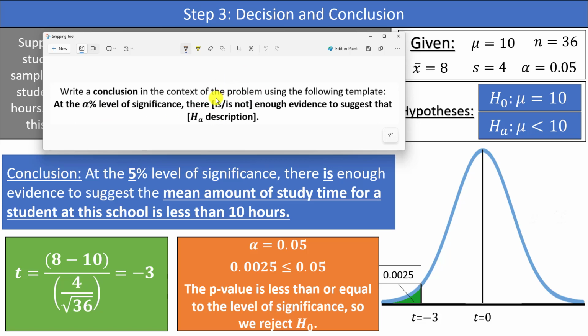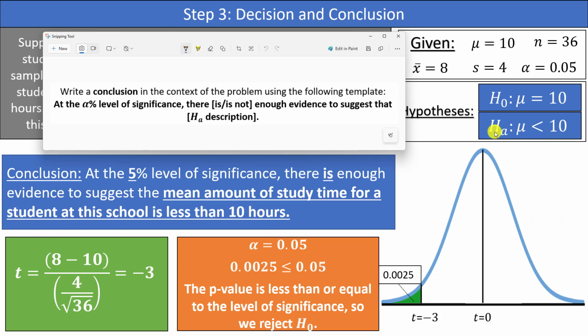You should use the word "is" when you reject the null hypothesis and "is not" when you fail to reject the null hypothesis. In this case, we're going to use "is" because we did reject the null hypothesis. So we'd say there is enough evidence to suggest the alternative hypothesis. And you're going to want to write that out in words. In this case, it is that the mean is less than 10, but in this case, the mean refers to the mean amount of study time for a student at this school being less than 10 hours.